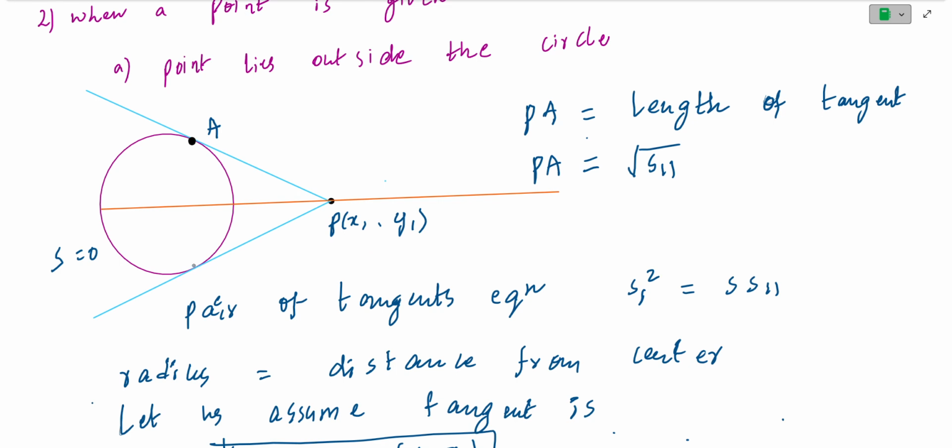Actually, we will be having one more point of contact here. If I assume that point as B, the PB distance is also the same. Why? Because a circle is a symmetric structure. So PA and PB distance will be the same, and we call both of them the length of tangent. Their values will be the same, and equal to under root of S11. So that is the length of tangent.